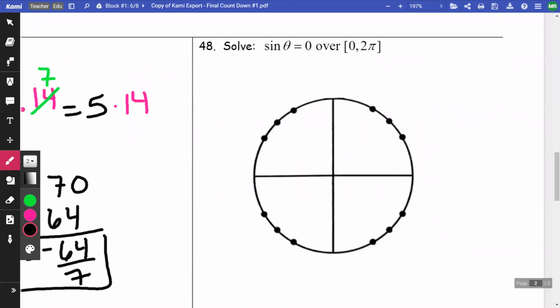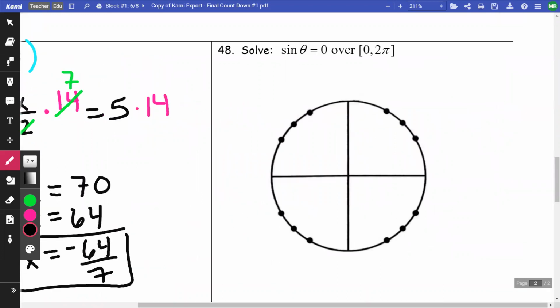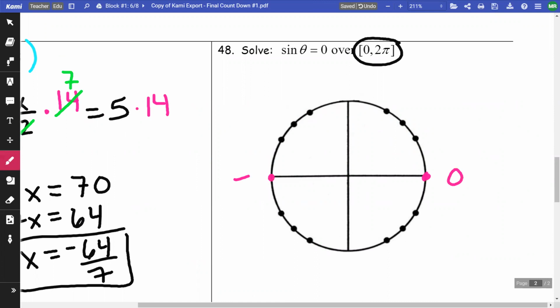On number 48, okay, so we want to do this from 0 to 2 pi, okay? So where is your sine 0? Sine is your y, and sine is 0 here at 0 radians, and here at pi, and then again at 2 pi. So since they're including 2 pi, we're going to have 0, pi, and 2 pi as your answers. You're going to have three times from 0 to 2 pi.